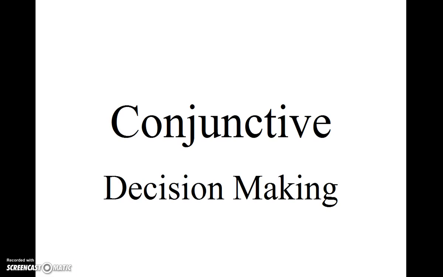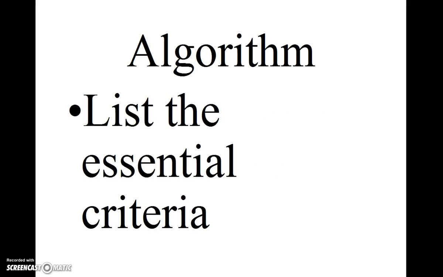This Headless Professor video is about the conjunctive approach to decision making, specifically how it relates to finding the job that's best for you. The algorithm of the conjunctive process is to list the essential criteria by which all alternatives will be judged.